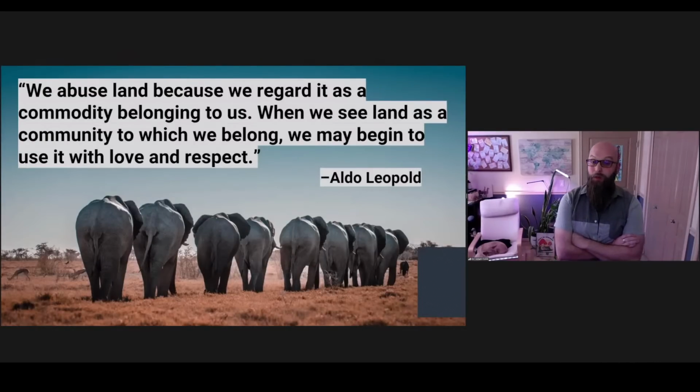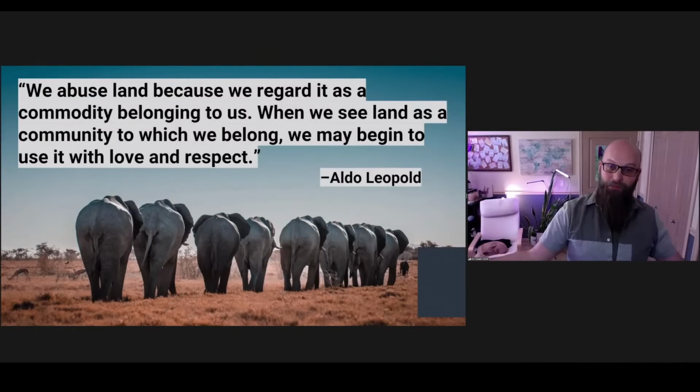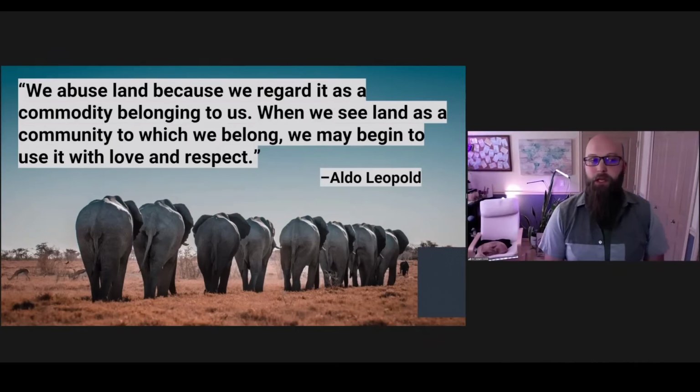So I want to mention this is the other guiding quote in a lot of ways when we talk about agroecology. Aldo Leopold said, "We abuse land because we regard it as a commodity belonging to us. When we see land as a community to which we belong, we may begin to use it with love and respect." This is where everything is connected: human community, plant and microorganism community, and communion between humans and land. It's the only way that we're going to reverse the damage that we've done to this biosphere.